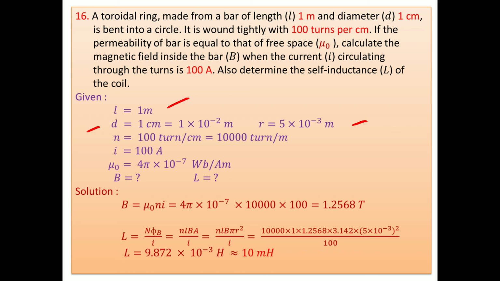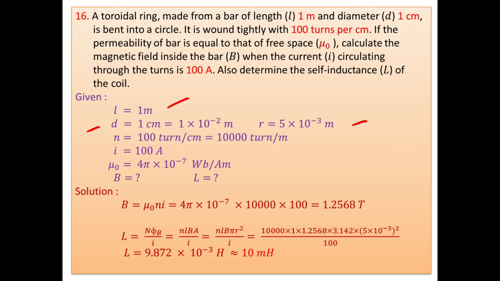100 turns per centimeter. Means number of turns is 100 turns per centimeter. Convert it into meter: 100 turns divided by centi, converted into meter, means 10 raised to minus 2. 100 upon 10 raised to minus 2, 10 raised to minus 2 goes upward. So 100 into 10 raised to 2 means 10,000 turns per meter. Okay. Thereafter a current is given.